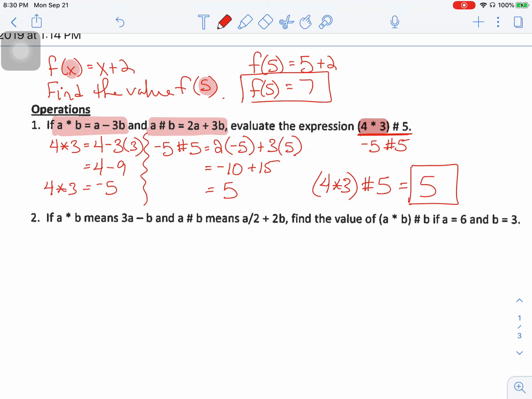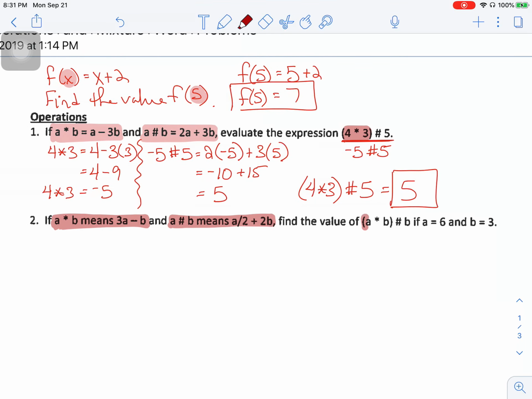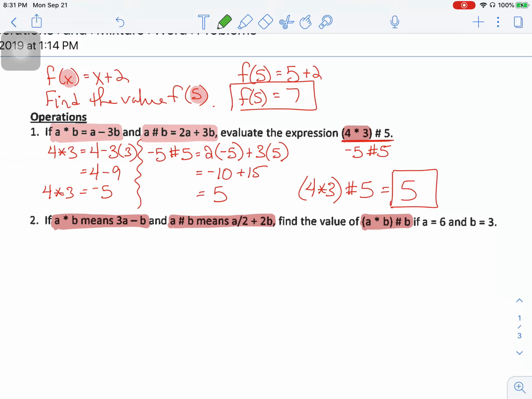Okay, so let's take a look at problem number 2 here. Let's see what we've got. We know that A asterisk B means 3A minus B, and A hashtag B means A over 2 plus 2B. Okay, let's see what we've got here at the end. We're asked to find this value, A asterisk B hashtag B. I'm going to translate this into some numbers because there are lots of A's and lots of B's. So this is really, A is getting replaced with 6, asterisk B is 3, hashtag 3.